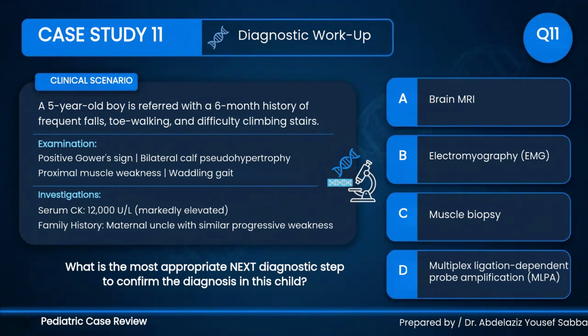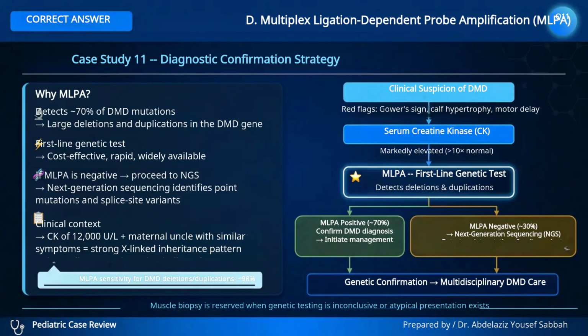What is the most appropriate next diagnostic step to confirm the diagnosis in this child? Option A: brain magnetic resonance imaging. Option B: electromyography. Option C: muscle biopsy. Option D: multiplex ligation-dependent probe amplification. The correct answer is Option D: multiplex ligation-dependent probe amplification.